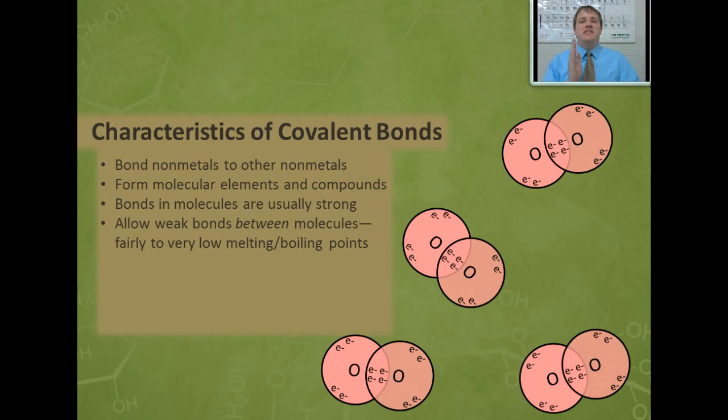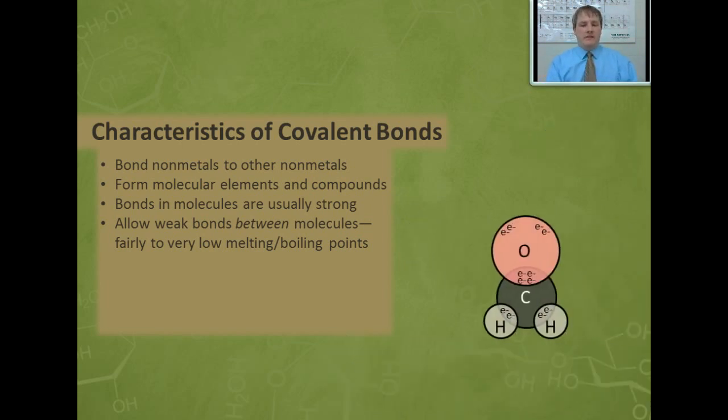What this causes to happen with covalent substances is that they usually have fairly low melting and boiling points to very low melting and boiling points. They can be solids at room temperature, but they're also very likely to be liquids or even gases at room temperature because the molecules don't bond together very tightly.